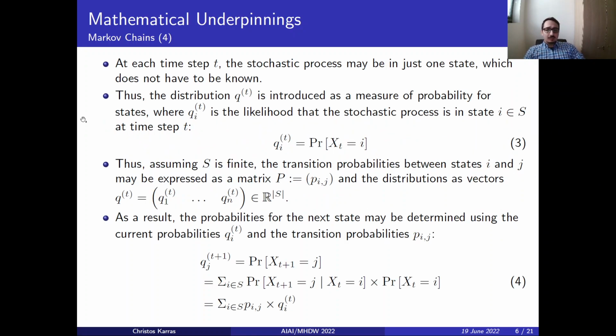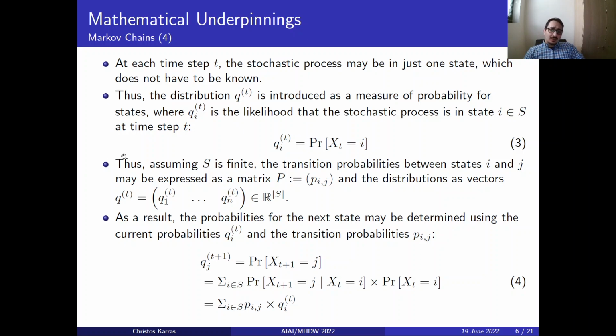At each time step t, the stochastic process may be in just one state, which someone might not be aware of. Hence the distribution q_t is introduced as a measure of probability for states, where q_i^t is the likelihood that the stochastic process is in a state i belonging to S at time step t. Equation 3 is true.